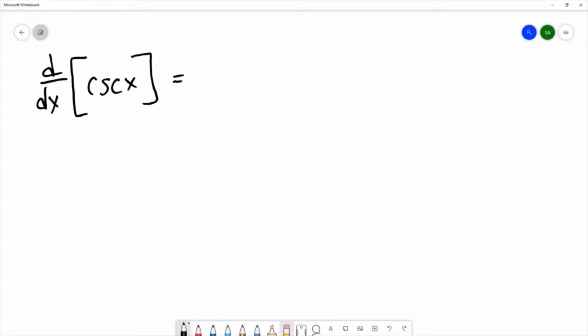So I'm going to calculate or prove the formula for the derivative of cosecant. And what we would do is rewrite the cosecant in terms of sines and cosines, using the reciprocal identities. Cosecant is the same thing as 1 over sine. So I'm going to use the quotient rule to be able to calculate this derivative.